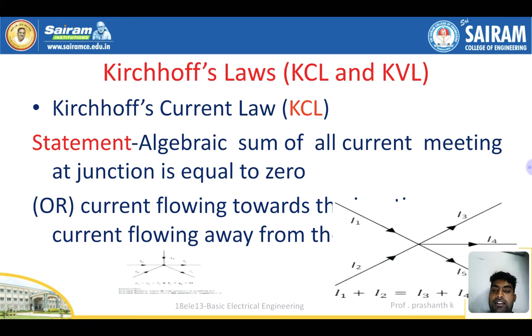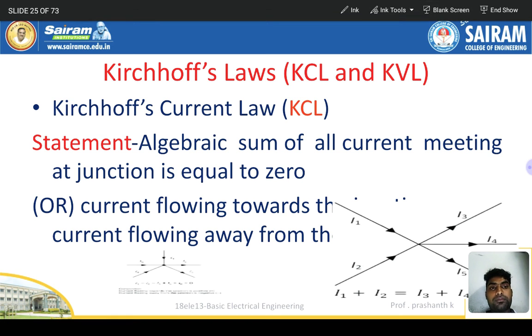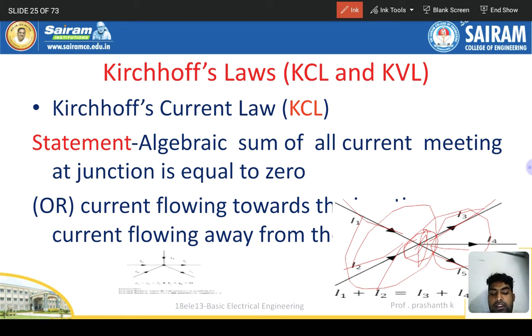Kirchhoff's current law, KCL statement: algebraic sum of all the currents meeting at a junction is equal to zero, or current entering the junction is equal to current leaving the junction. Just consider this one is a junction, okay? This is the junction, entering current, this one leaving current, right? So entering current is equal to leaving current.